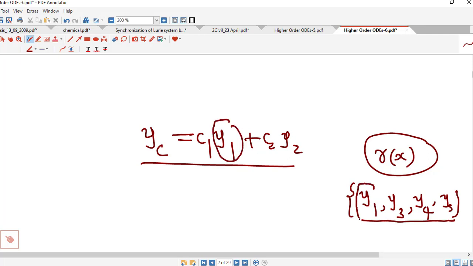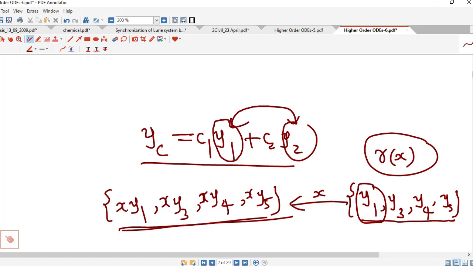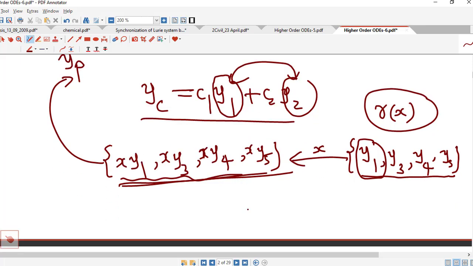So if here y1 is present in the complementary function, we will modify this family by multiplying every member by x, into y5. Then again we will check whether any member of the modified family is present in the complementary function or not. If it is not present, then our particular integral will be a linear combination of these functions.